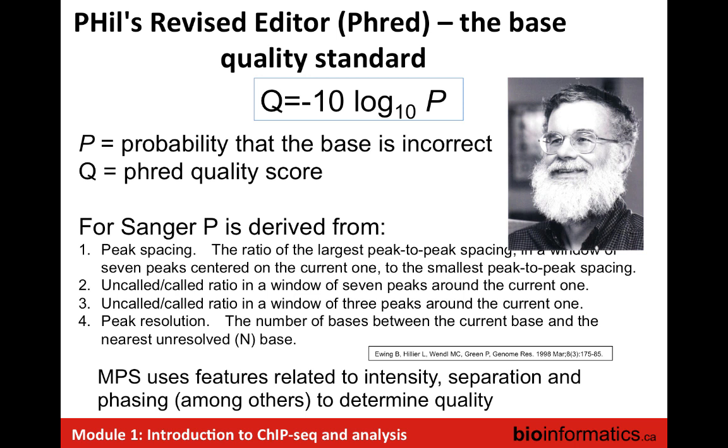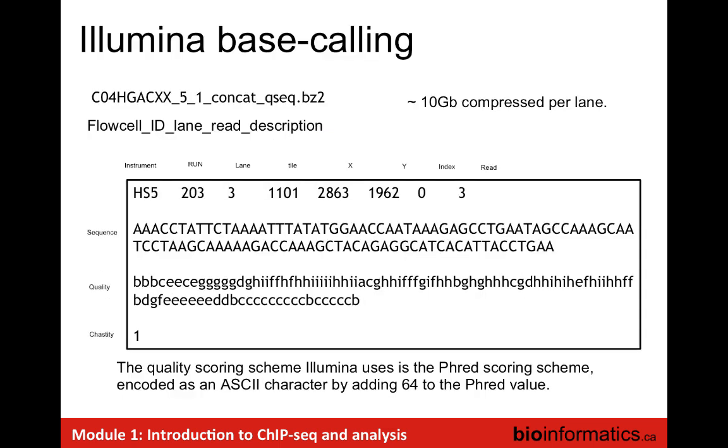Base quality and mapping quality are different. Base quality refers to the quality of the base. Okay, so the output of an Illumina sequencer looks something like this. You'll never see this file, but this is what goes into generating a FASTQ file.